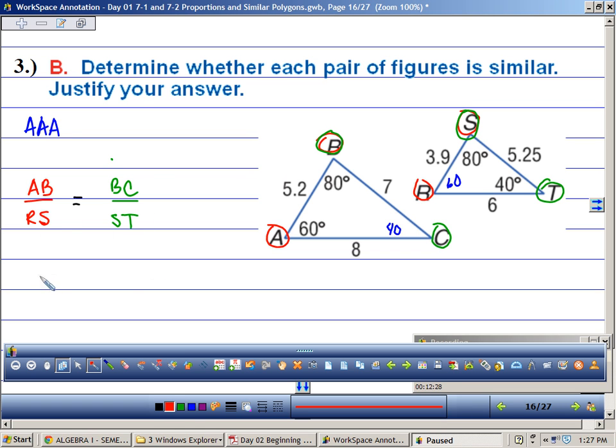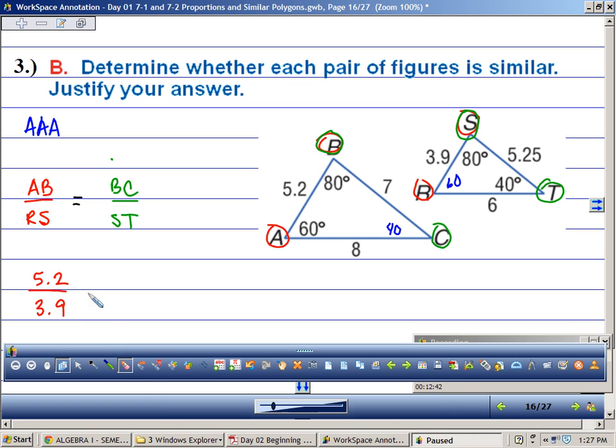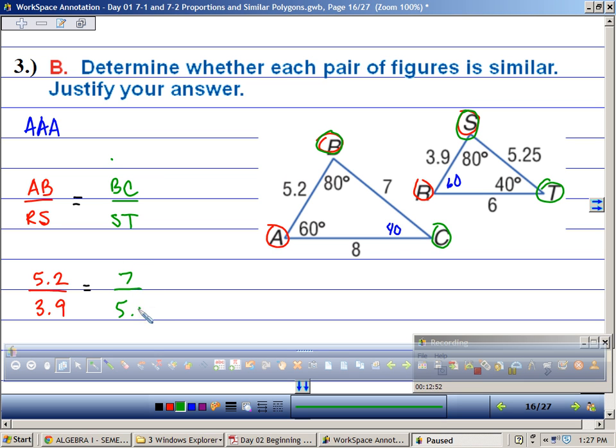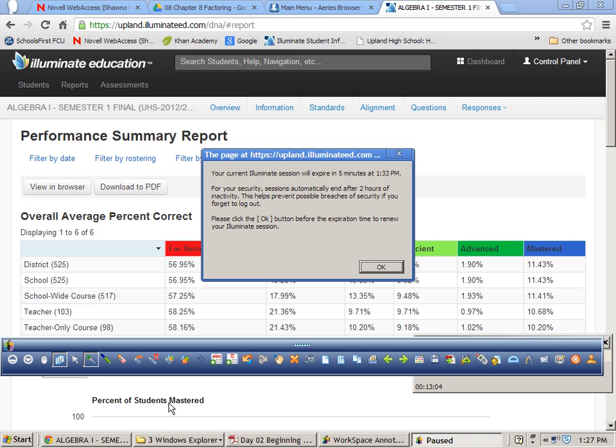What's AB? 5 and 2/10. And what's RS? 3 and 9/10. Let's see if that is proportional to, what's BC? 7 over 5 and 2,500. Okay. Is it proportional? Somebody give me a figure. 5 and 2/10 divided by 3 and 9/10.